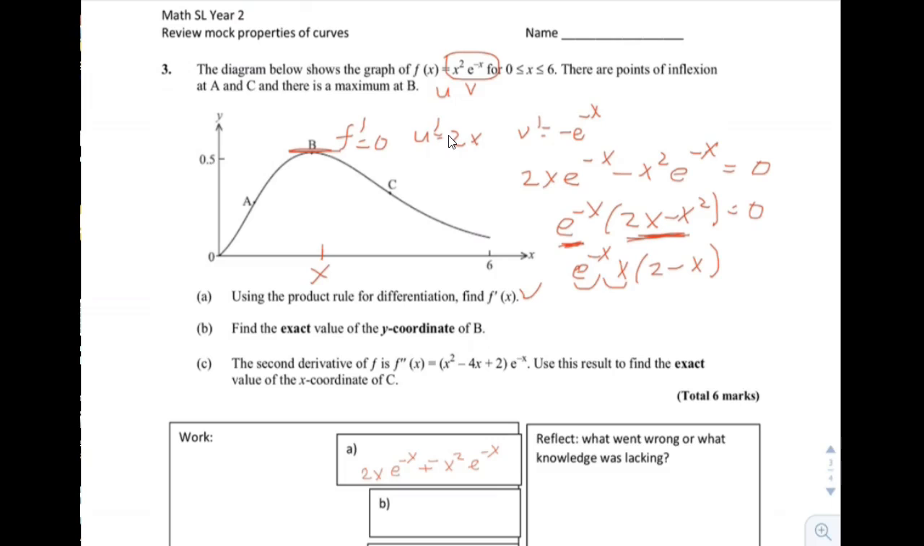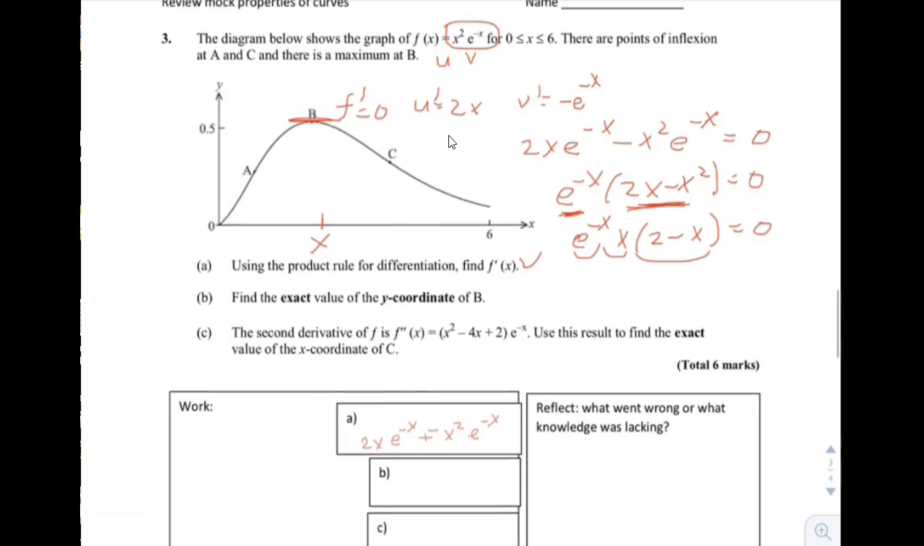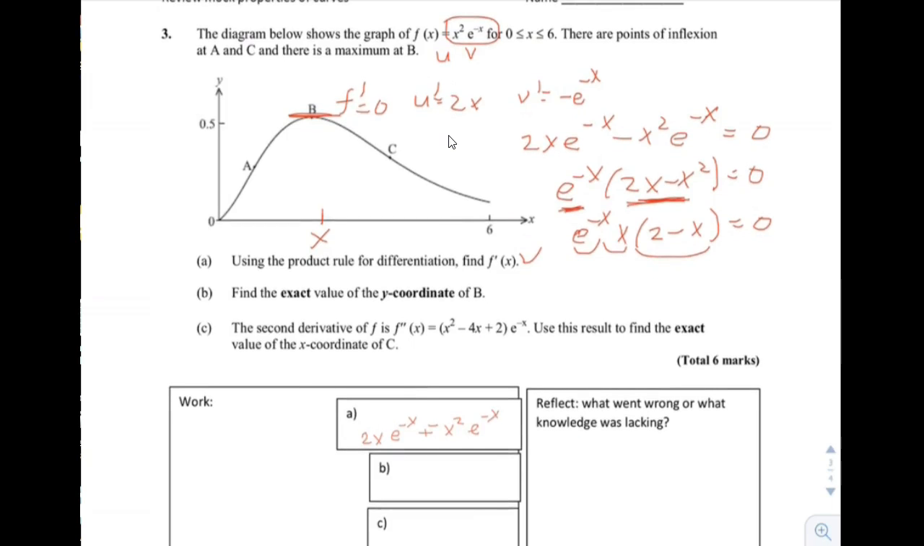We have e to the minus x, we have x, and 2 minus x. So any one of these being 0 can make the whole thing 0. E to the negative x, as I said, is always positive. So when would x be 0? Well, when x equals 0. And when will 2 minus x be 0? Well, when x is 2. So the two critical points, or the two stationary points for the function, are 0 and 2.